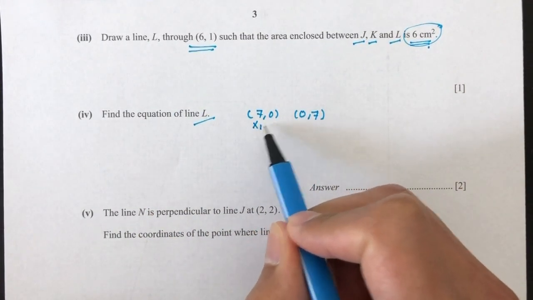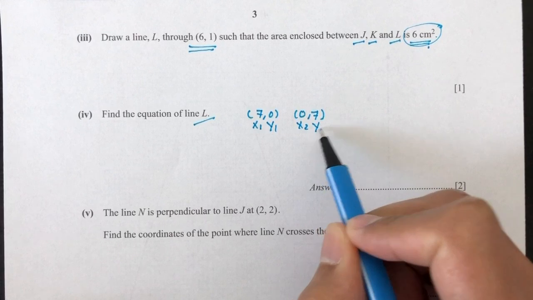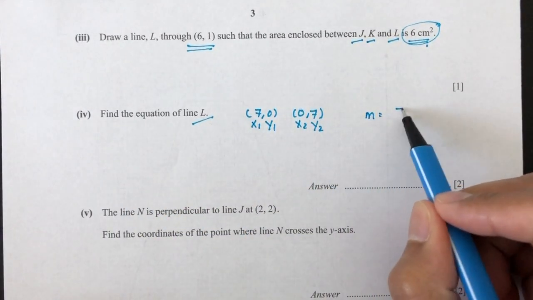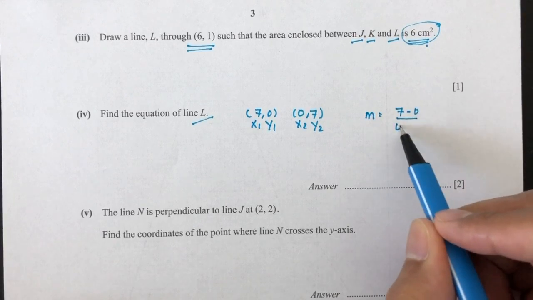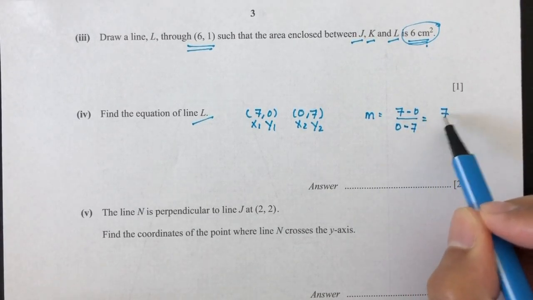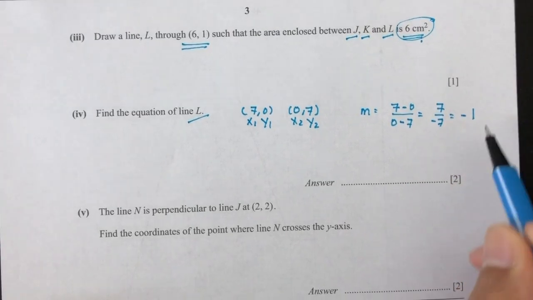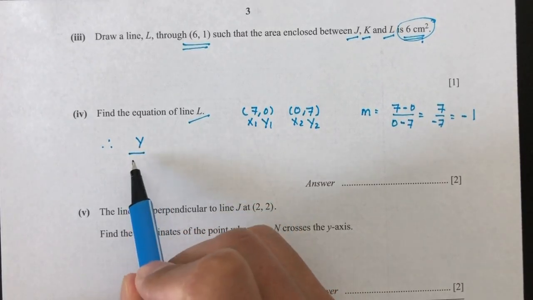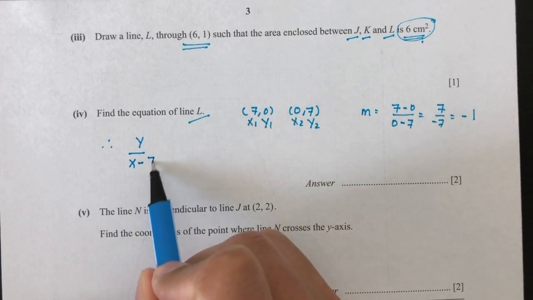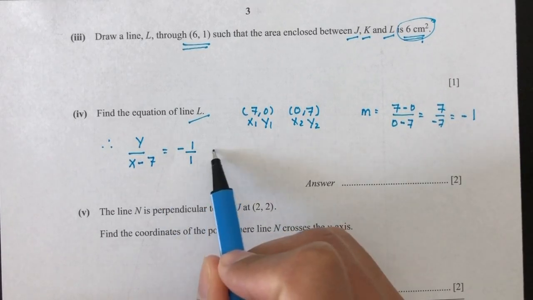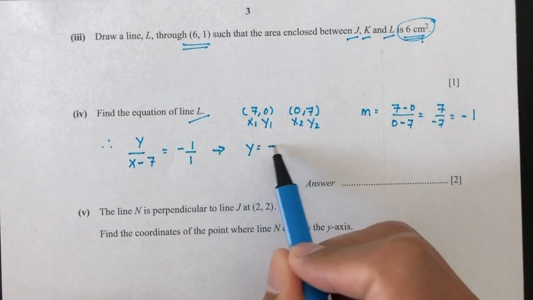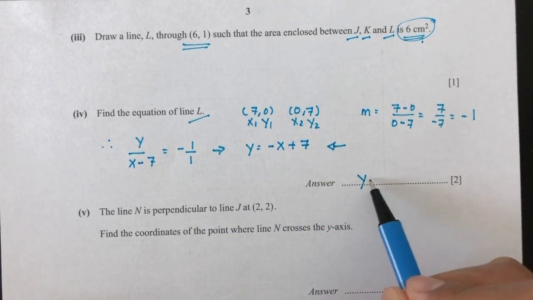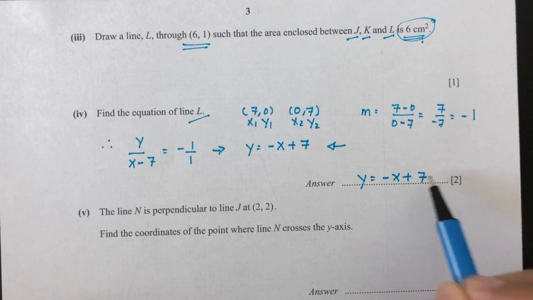Now we label these as x1, y1, x2, and y2. First, you have to find the gradient, which is m, which is 7 minus 0 over 0 minus 7. That will be 7 over minus 7, which is minus 1. That's the gradient. Now we find the equation, so take this one. y minus 0 over x minus 7 equals minus 1. Cross multiply, and you will have y equal to minus x plus 7. So this is the equation of the line: y equals minus x plus 7.